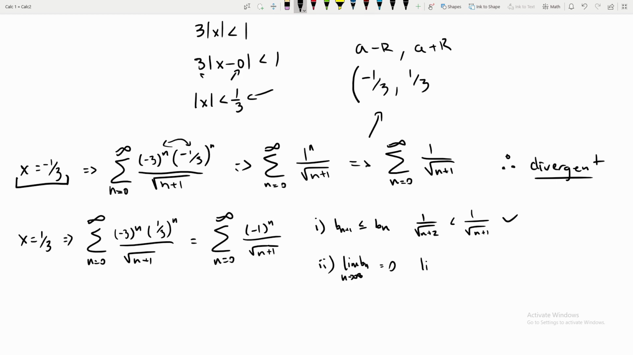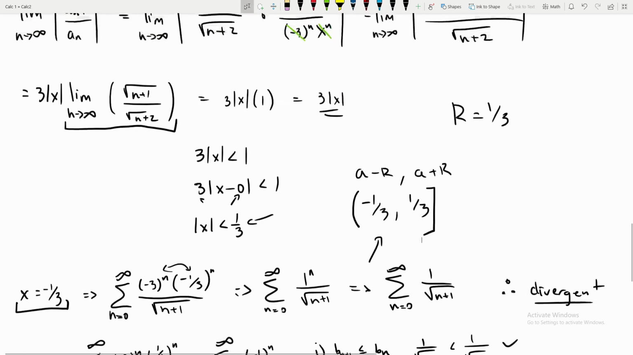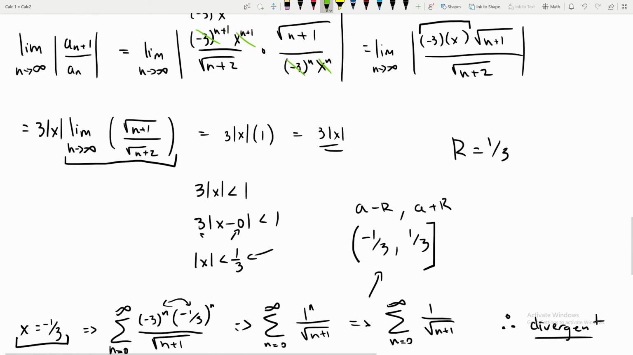And in this case, again, it is, because we have the limit of 1 over the square root of n plus 1 as n approaches infinity, and again it's going to equal 0. So both conditions are met, meaning that for x equal to 1/3, this series is going to be convergent. And because it is convergent, that means we can include it in the interval of convergence. So there you go. We have found both the radius of convergence right here and the interval of convergence right here.